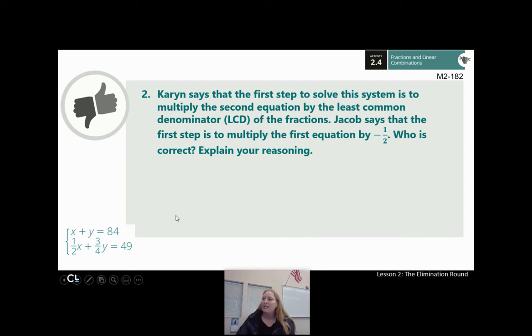Karen says, and I have my system down here in the corner so you can see it, that the first step to solve this system is to multiply the second equation by the least common denominator, LCD, of our fractions. Jacob says that the first step is to multiply our first equation by -1/2. Who's right? Go ahead and hit pause, jot down your thoughts on this, and then hit play when you're ready to check your work.